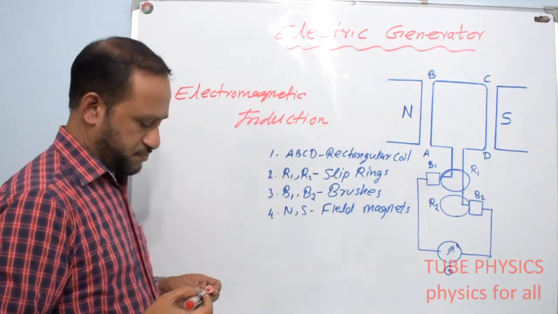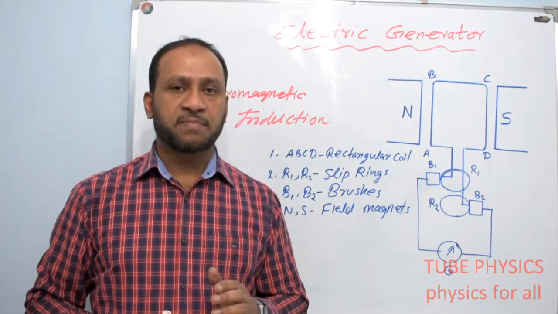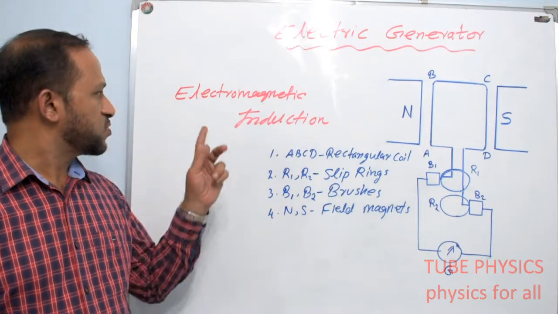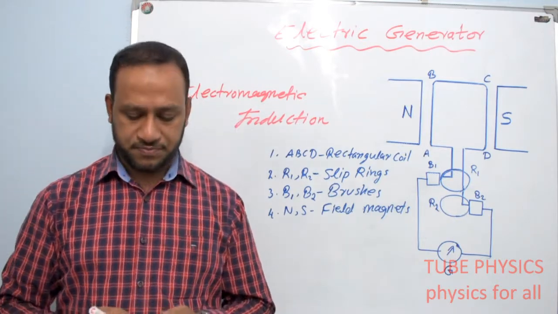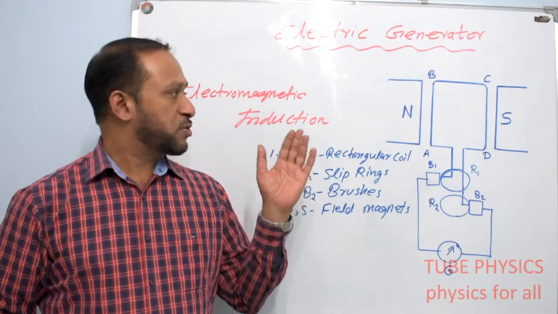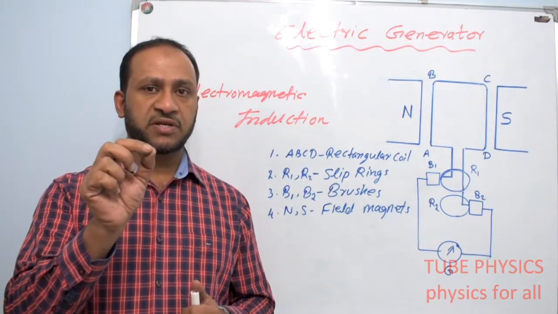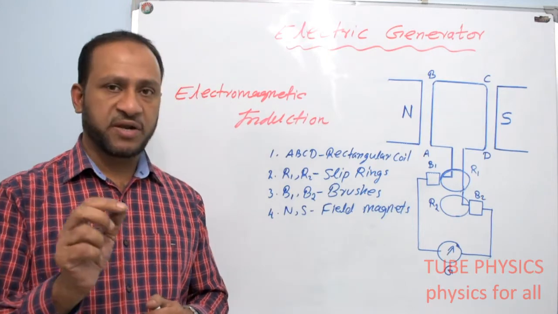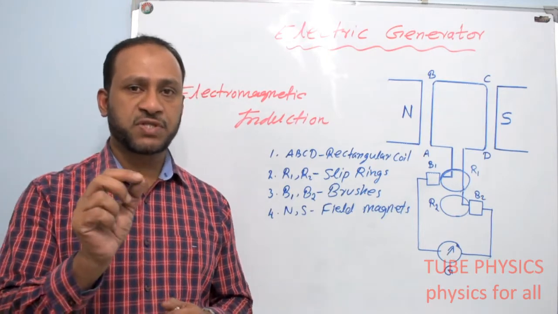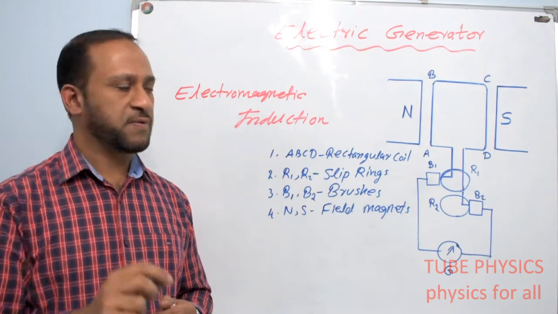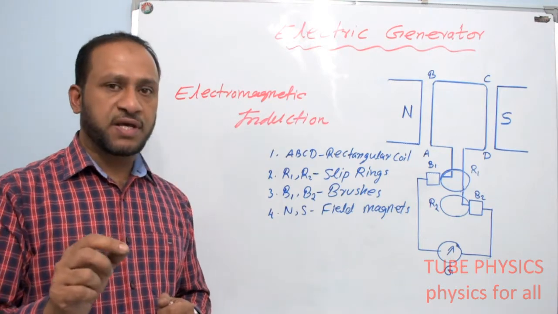Electromagnetic induction was discovered by Michael Faraday. So we'll see what is electromagnetic induction. According to electromagnetic induction, whenever there is a change in magnetic field or magnetic flux associated with a conductor or a coil, it will induce a current in it.